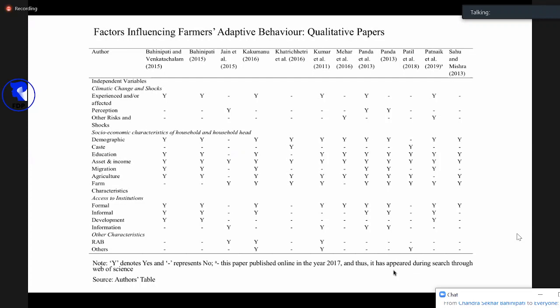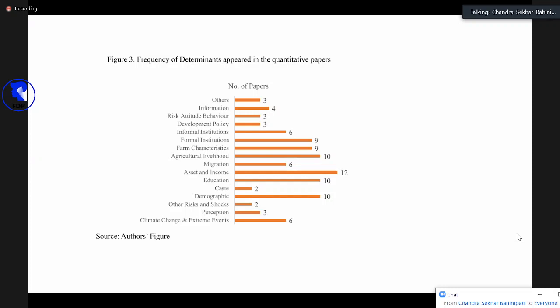Then we look at the frequency of considering the determinants. We see that most of the studies are considering asset and income as a determinant, and demographic characteristics, or the education of the household head, or the agricultural livelihood. These are the considered determinants, but risk attitude behavior, which is the most important factor influencing whether you are risk averse or a risk lover, is considered by fewer studies. Those things are important, but most studies do not consider them. This gives you a guide as to which things are already studied and which are not explored or less explored so far.